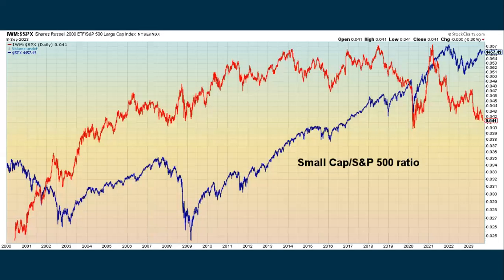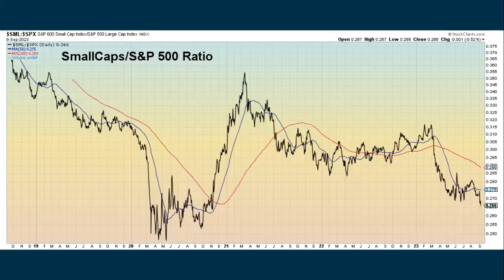We look at a ratio between small caps and the S&P, that's the red line, where small caps are really underperforming. When we see this red line going up, that suggests that the whole climate is more positive when we compare it to the blue line, which is the S&P, and we're just not seeing that right now. So this is something we have been watching, but we want to keep watching this overall. We look at a ratio between the small caps and the S&P, showing how the small caps continue to underperform.